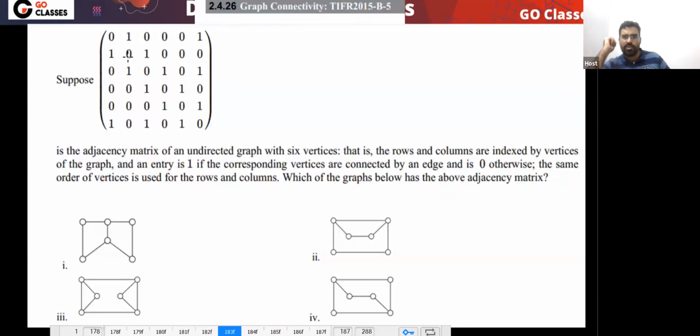This is your TIFR question. This is the TIFR exam question. Let's solve this. This is a nice question. The definition is given to you in this question.